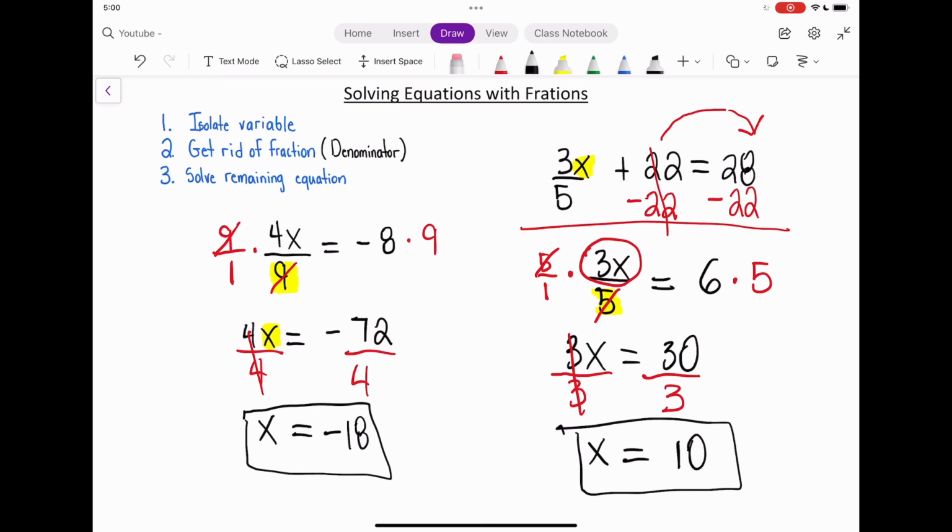So just remember, guys, when you're solving equations with fractions, 3 very helpful tips. Isolate the variable. If the variable is already by itself, get rid of the fraction by multiplying by the denominator. After you multiply by the denominator, all you're left with is your numerator and what's on the opposite side of the equal sign. It's a regular equation. You'll just solve after that.